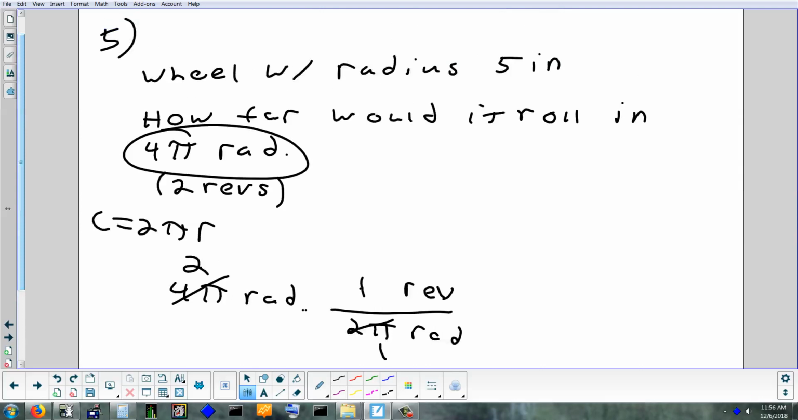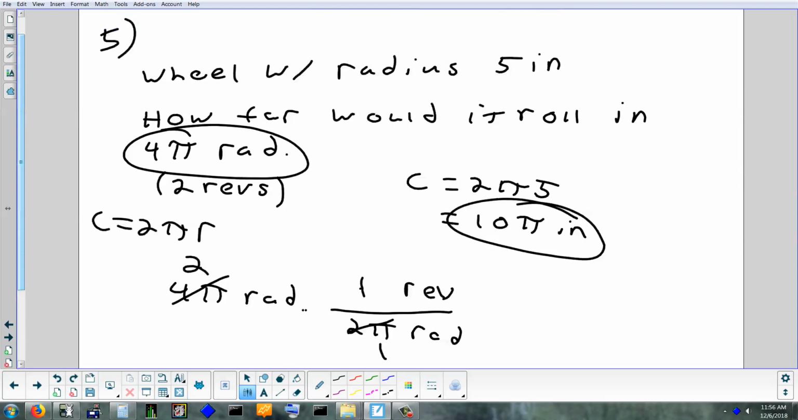So what do I have to know to figure out how far it rolls? Like just one time. I have to know the what of the wheel. Circumference. I need the circumference. So the circumference is 2 pi times 5. That's the circumference of the wheel. It's a little over 30 inches. Now this wheel is rolling how many times? 2. It's making 2 revolutions.